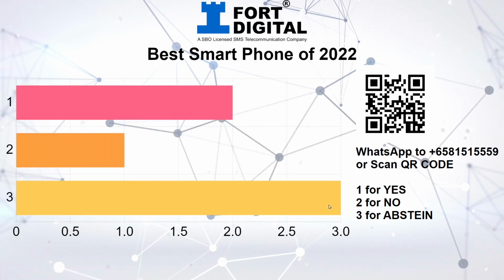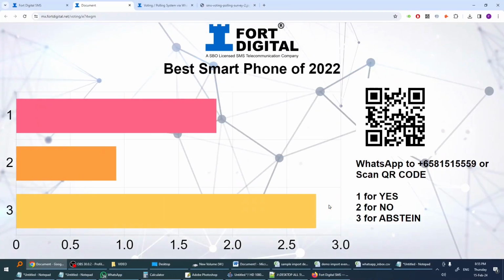So 3 is leading. This is a live graph shown to the audience, so everybody can see who gets the highest score, highest votes. All right. Now, that's all.